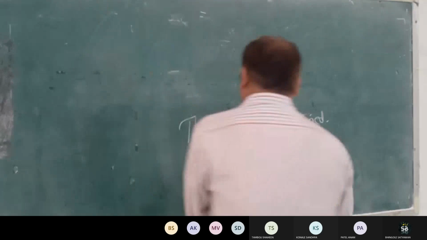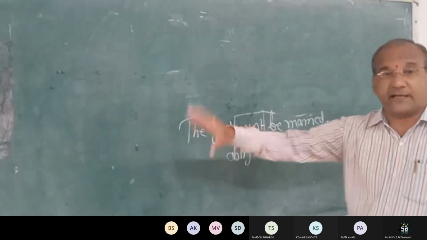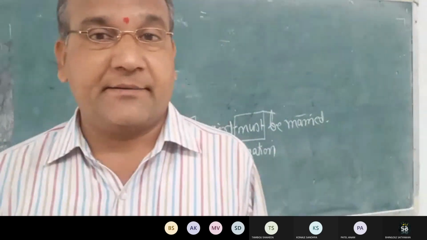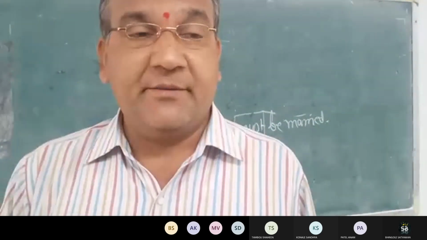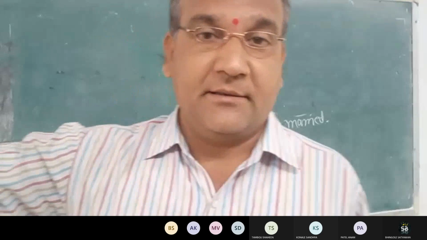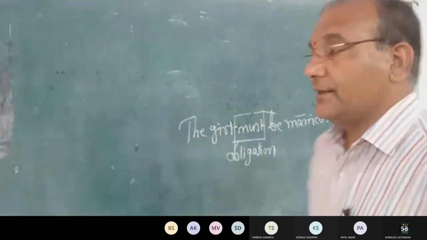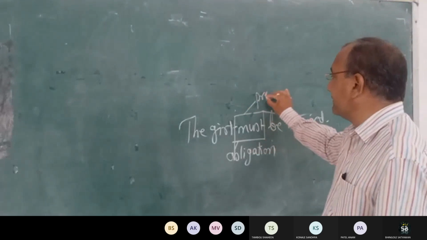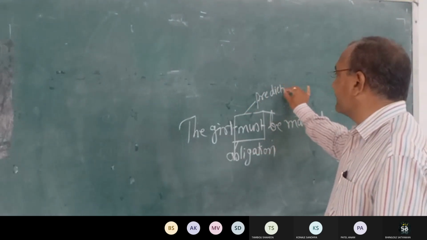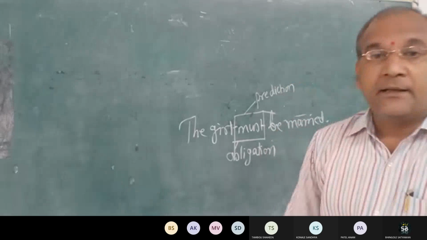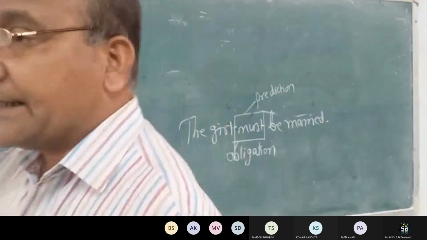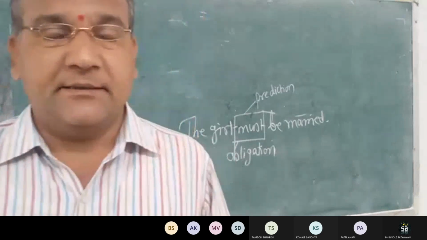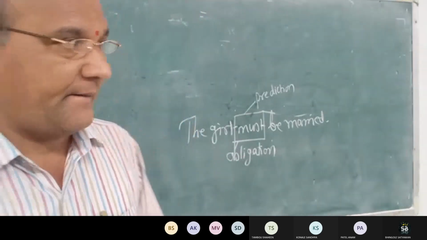That means it is necessary for that girl to get married, right? Or we must marry the girl to someone. There is obligation, but there is another way, prediction or guess. I guess that the girl is already married, right?